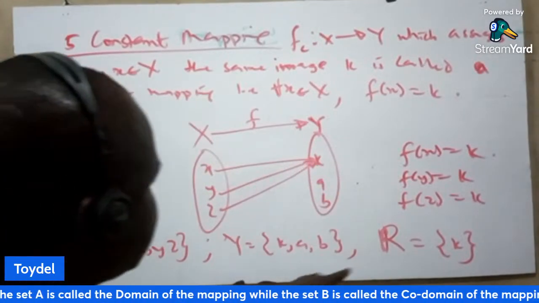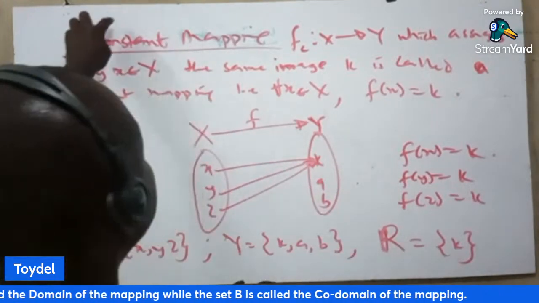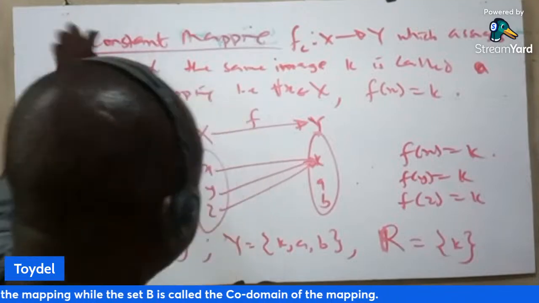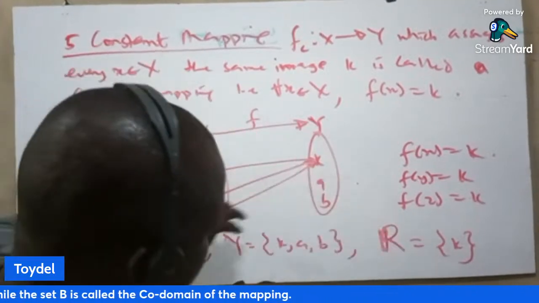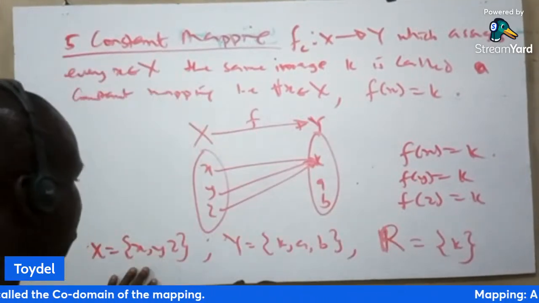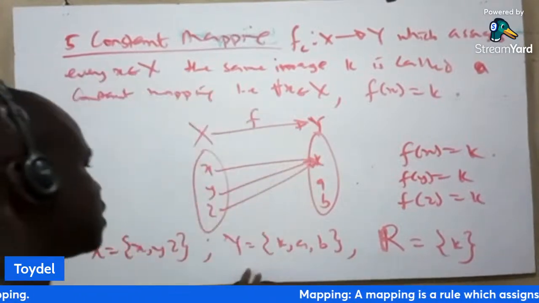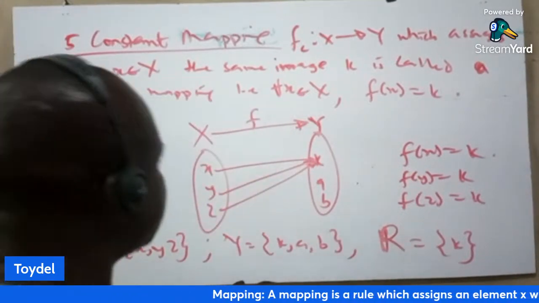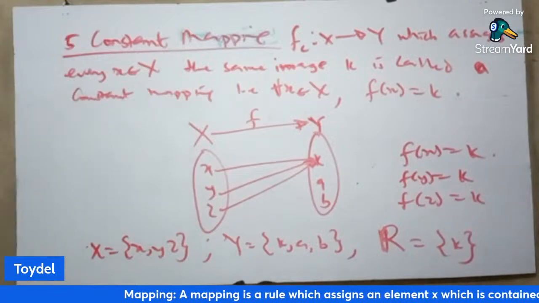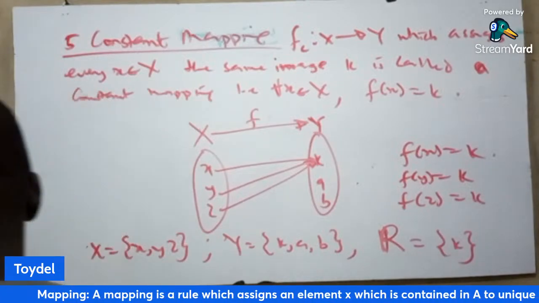So here now, the range is not like the other one that we did discuss, the identity mapping, where everything is equal. Here, the domain is different from the codomain, and the range here is just a subset of the codomain, just one element out of the three elements of the codomain. And that's what we are going to have here.